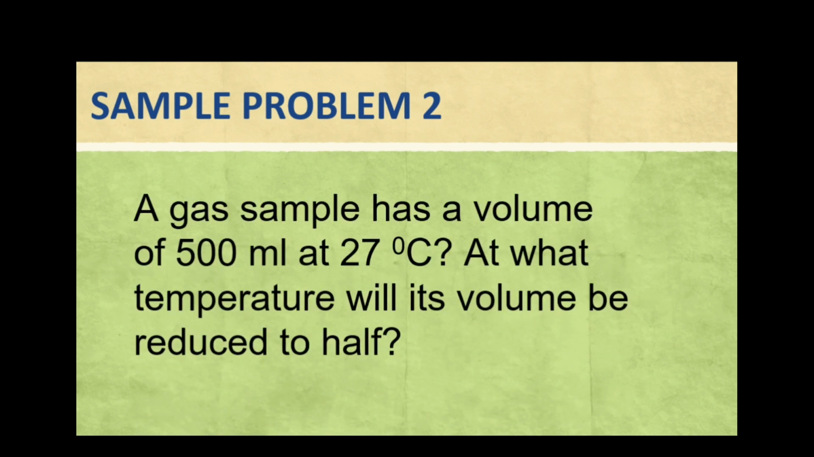Let's have sample problem number 2. A gas sample has a volume of 500 ml at 27 degrees Celsius. At what temperature will its volume be reduced to half? So let's have the solution now. Given initial volume, which is 500 ml, final volume is 250 ml.